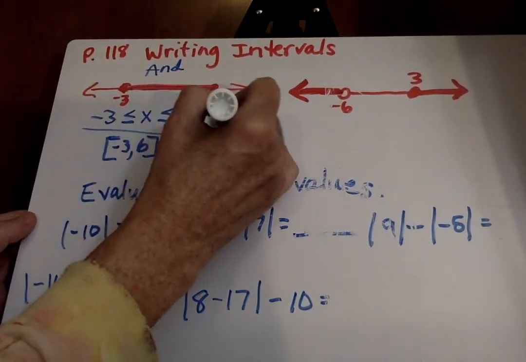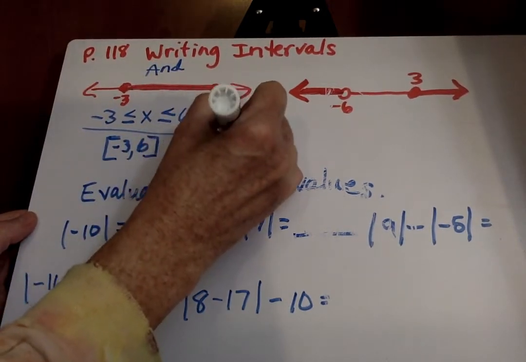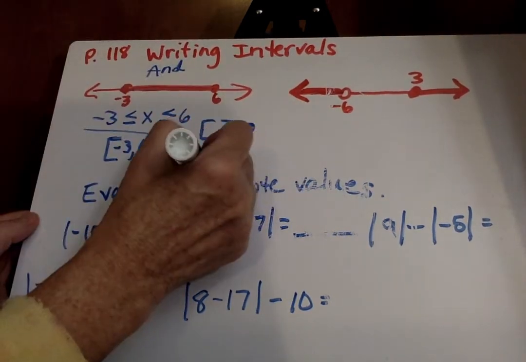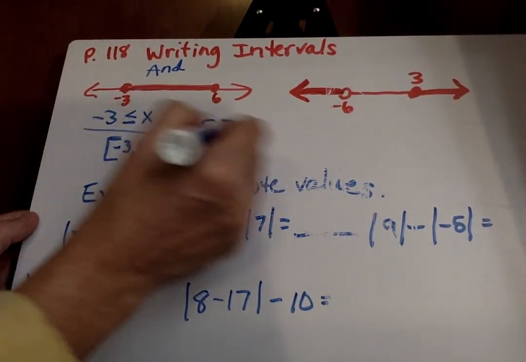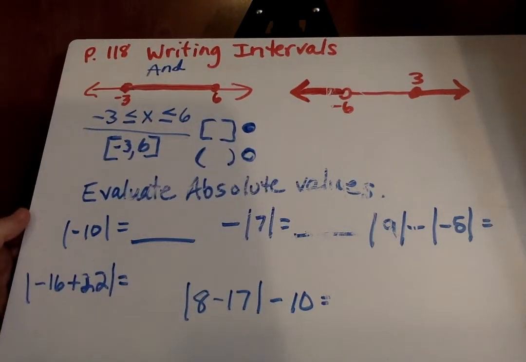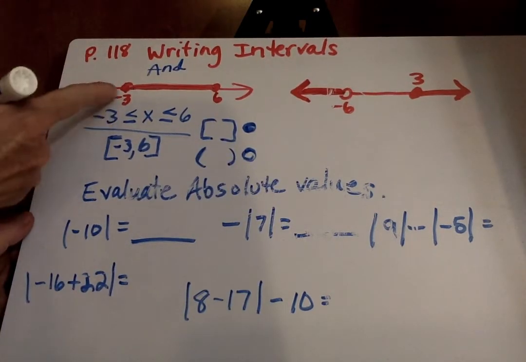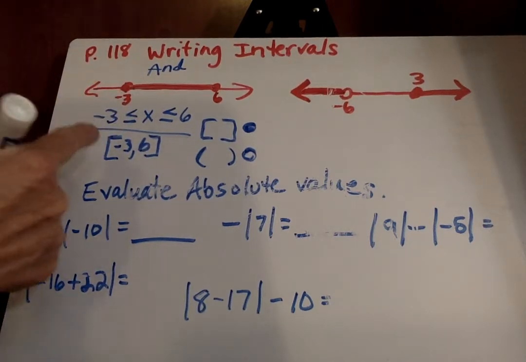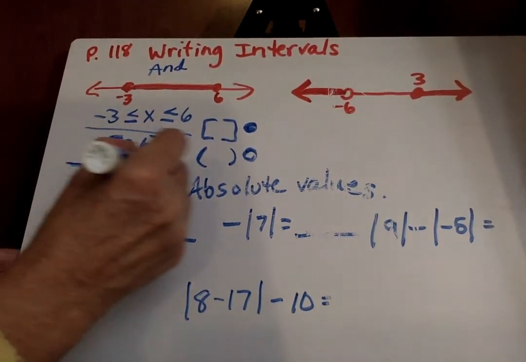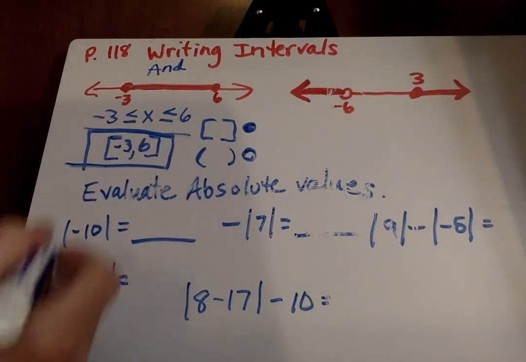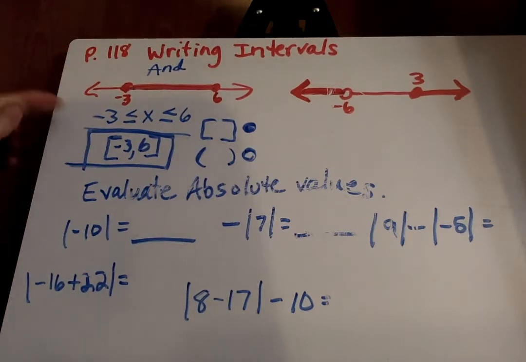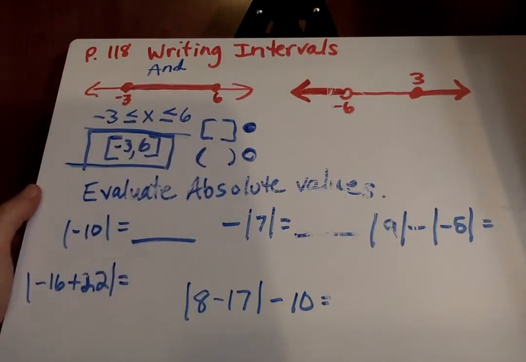So if you have these or these, that means they include the number, so they're solid lines. If they're this way, that means they do not include it, so they're going to be open dot. So these both include these two. So that's why you have -3, 6 right here. So here's your final answer right here. But this is just another way to write basically the same thing. But they want you to learn interval notation, so we're going to be using brackets or parentheses.